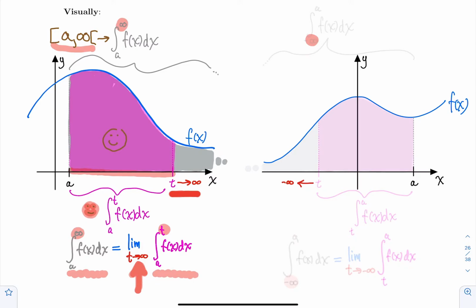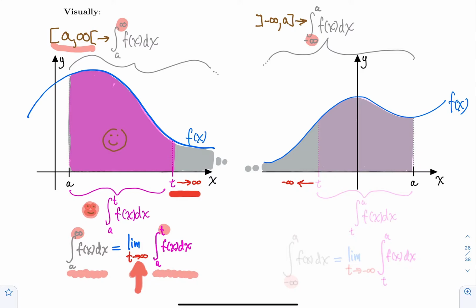In the second case, we now have a function that is defined from minus infinity to the point a, and we're trying to find a way to compute the integral from minus infinity to a. Visually, this is the zone that we're looking for, the gray zone here. This is the definite integral from minus infinity all the way up to a. Using the integral notation, we can write this as the integral from minus infinity to a.